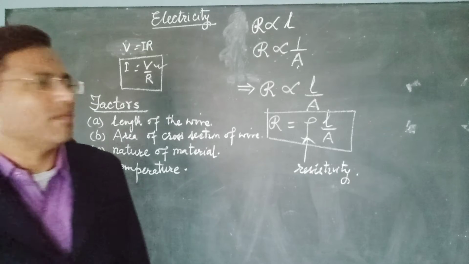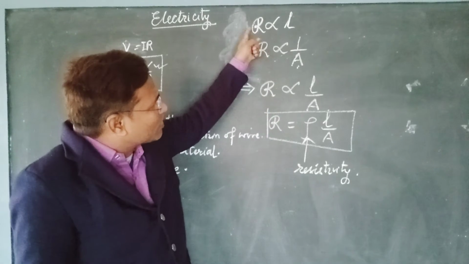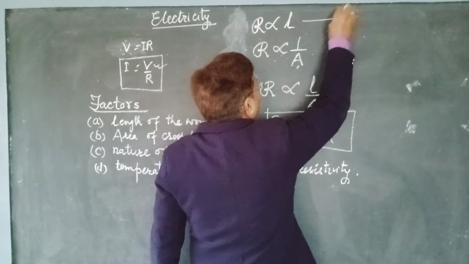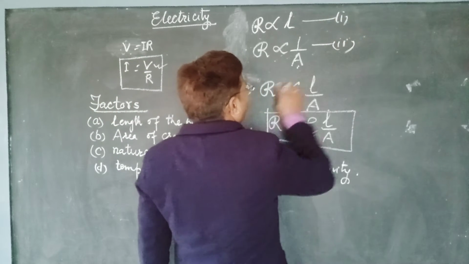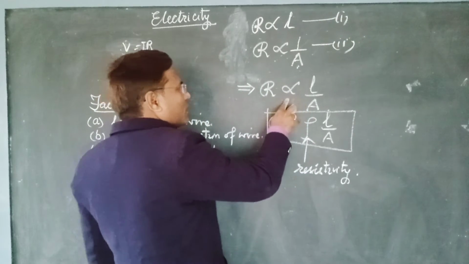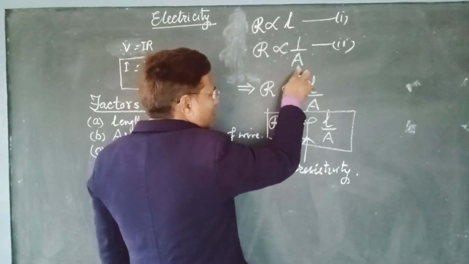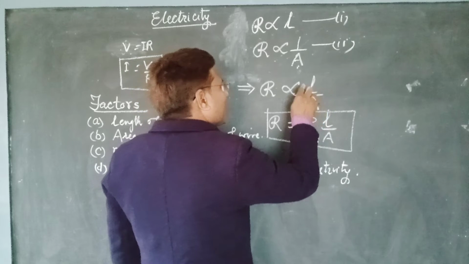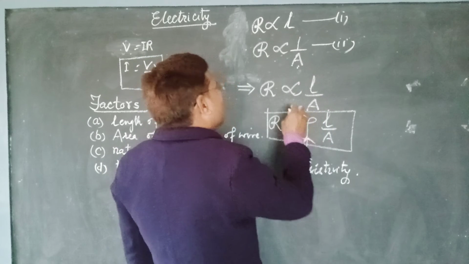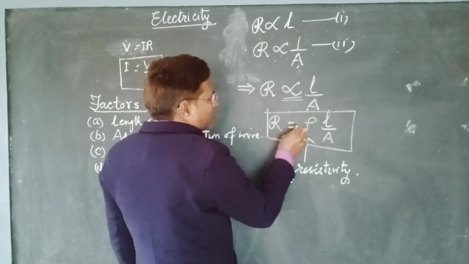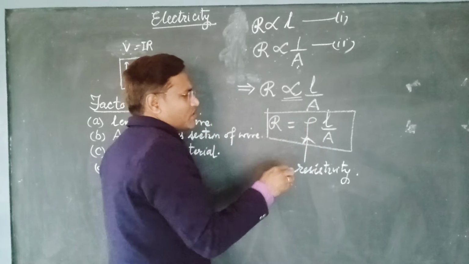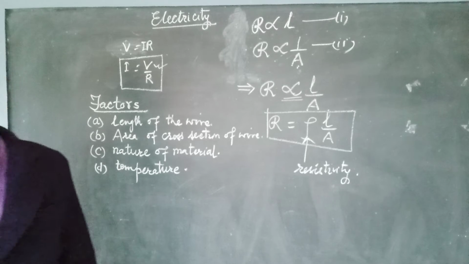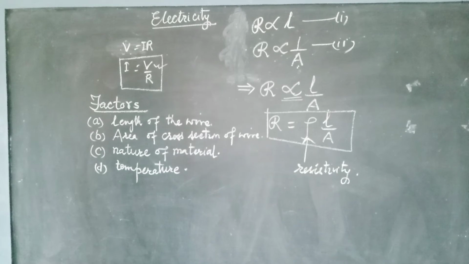R is equal to rho L by A. That means R is both these things I have combined. Combining the first and second, what did we get? R is directly proportional to L, and R is inversely proportional to A. When we combine both of these, we get R is directly proportional to L by A. When this proportionality sign is removed, a proportionality constant comes in. We call it rho, and it is known as the resistivity.